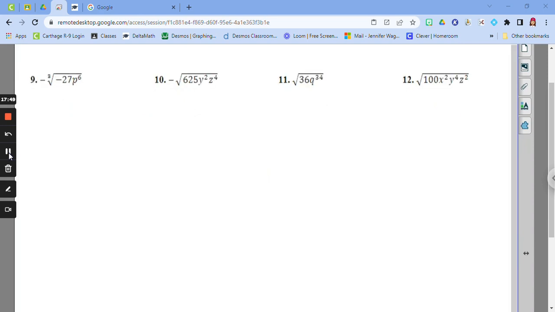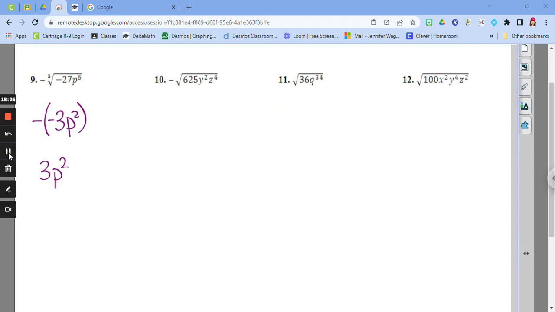All right. So I have the negative that travels with it. The third root of negative 27 is negative 3. 6 divided by 3 is 2. Now I'm going to simplify this. Negative 1 times a negative 3 is a positive 3p squared. See what you can do on the rest of those in that row.